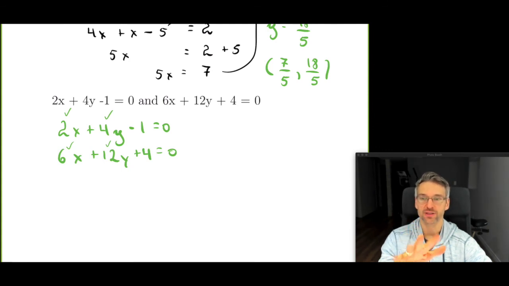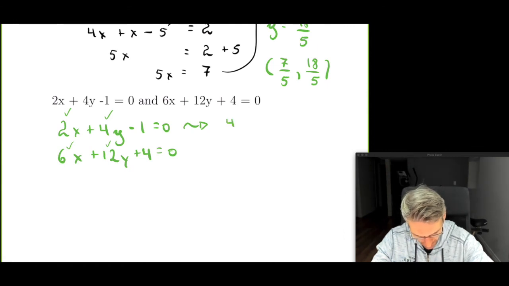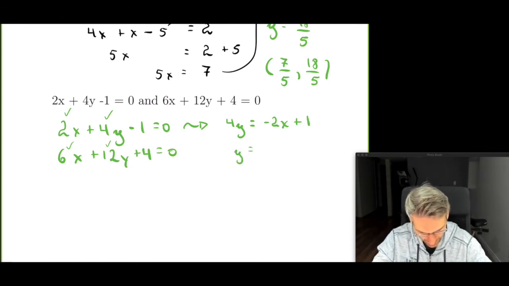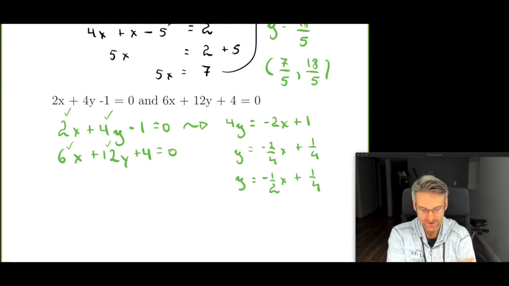So something interesting should happen here. This is probably just parallel lines. So let's take a look and see. I'm going to isolate this for y. So 4y is equal to, let me bring those over to the other side. This is going to be y, divided by 4, so it's going to be negative 2/4 x plus 1/4. Now this is just negative 1/2 x, I'm just reducing that fraction. So that's my first line.